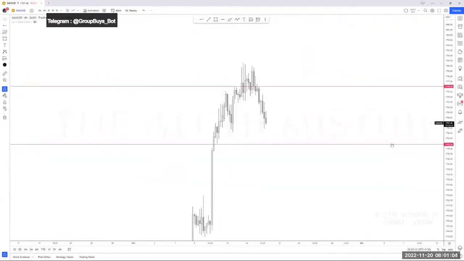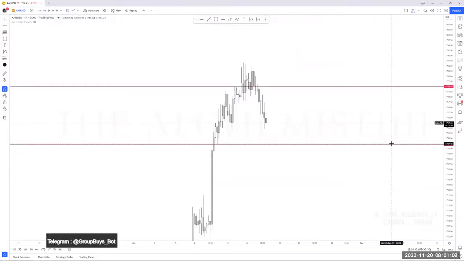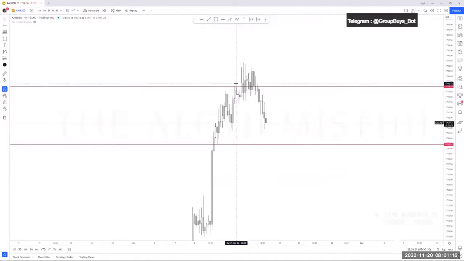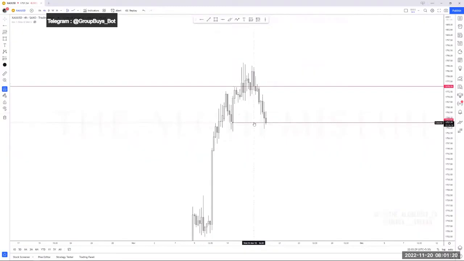This is what ICT says, because ICT is a support and resistance trader too. He just has named all the concepts, he has given them different names. An order block is the open close level. The support and resistance, those will be rejection blocks. See this right here, ICT will call it a rejection block, but it's a support for us.